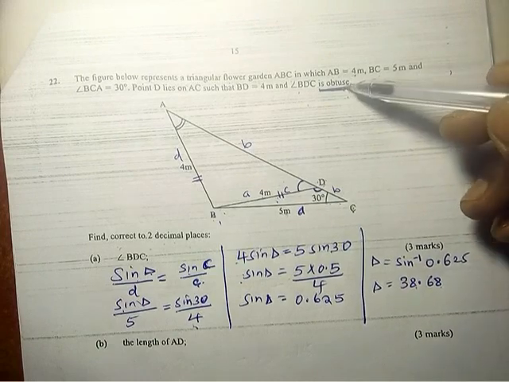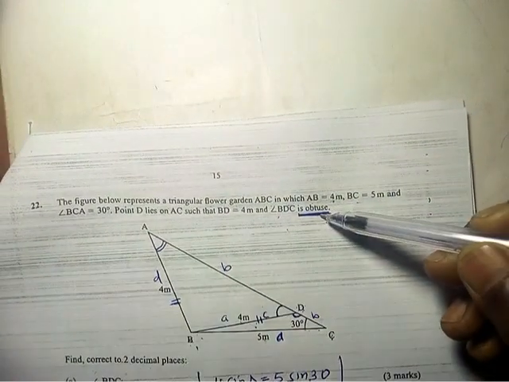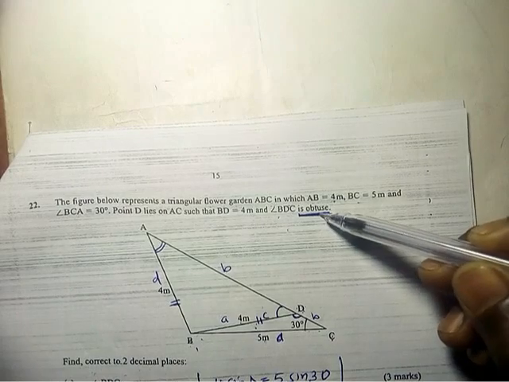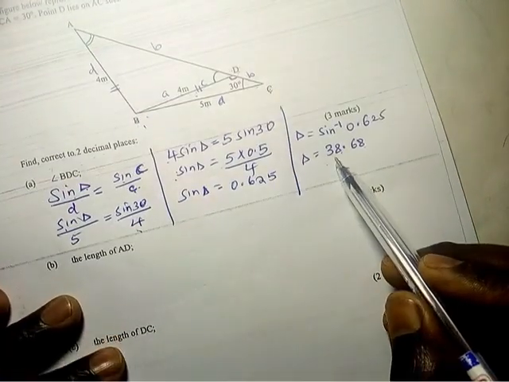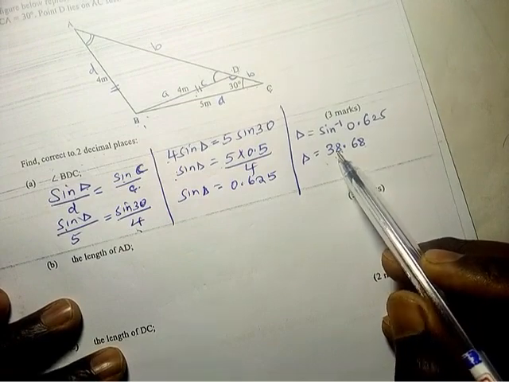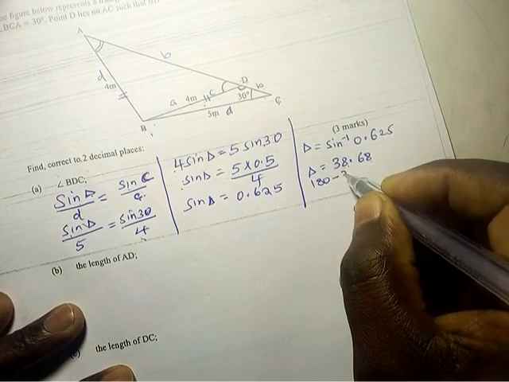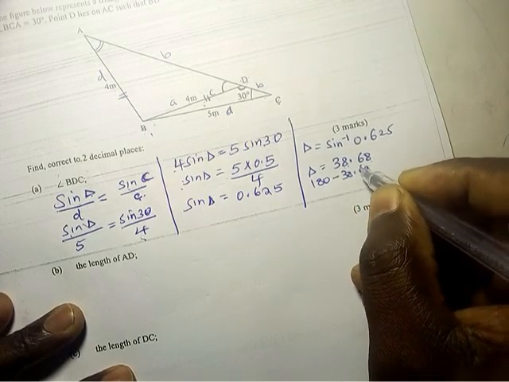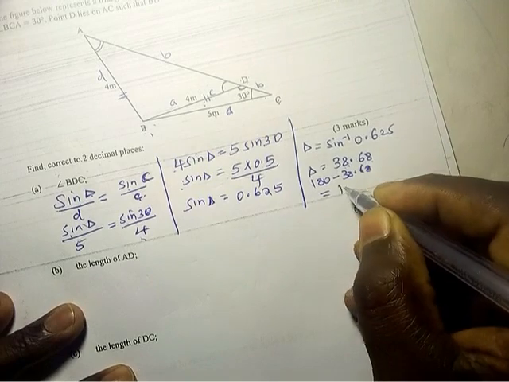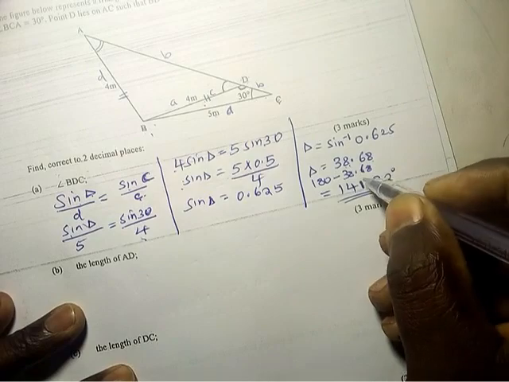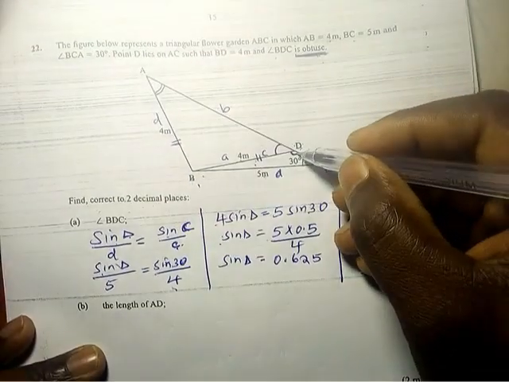But you were told it is obtuse. Obtuse means it is an angle that is more than 90 degrees. So an angle which is more than 90 degrees. This angle we have obtained here is less than 90. So for you to get the correct answer, it is 180 minus 38.68. That is the correct answer, which is 141.32 degrees, because this is now the obtuse of this angle. So angle D is 141. Very important.